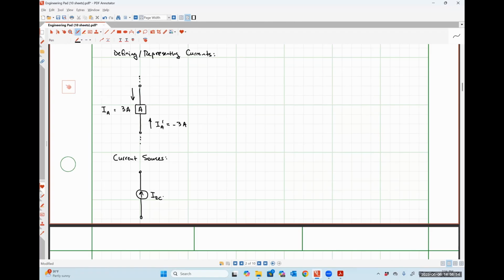So this is going to be my generic DC current source. One question that I get asked fairly regularly, and sorry, I accidentally made that D look too much like a B for my taste, is: what are current sources and where do we see them?